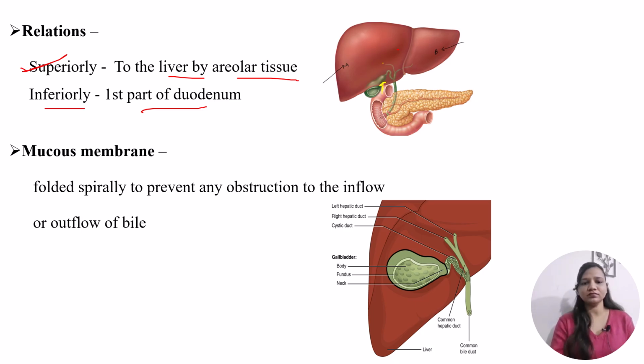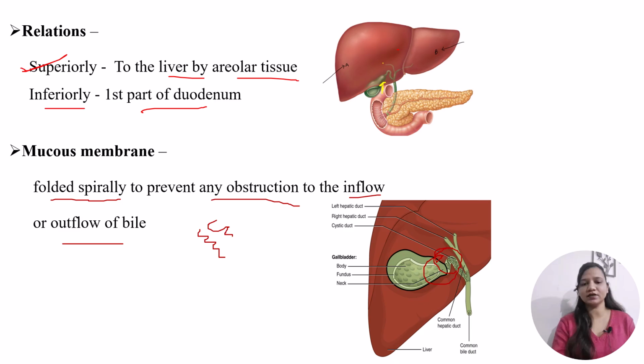Okay, now let's talk about the mucous membrane of neck. So the mucous membrane is folded spirally to prevent any obstruction to the inflow and outflow of the bile. So here you can see that this is the neck, portion of the neck, and the mucous membrane of this neck is folded spirally. So it has folds like this.